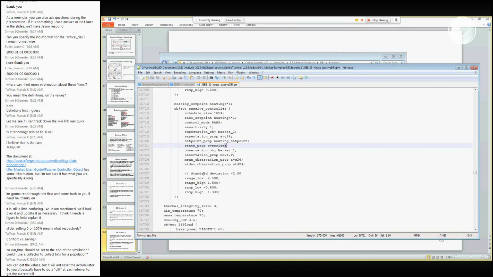Yes, that's a good question, Simon, about using a collector to collect bills. That was what we originally had started to do the first time we put this together, and then quickly realized that we didn't just want the average or standard deviation information. We actually wanted all the individual bills so that we could look at, again, that winners versus losers type of approach. So yes, you can use the collector to collect that type of information just like you do any other property.